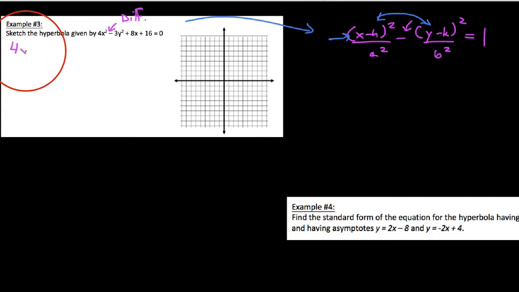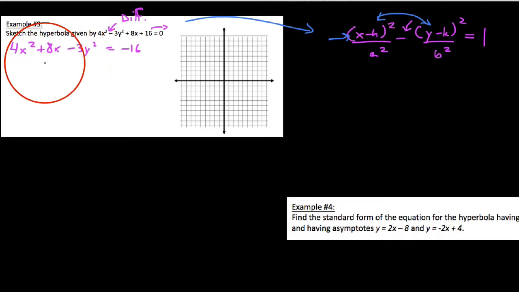So here's what I'm going to do. I'm going to group up my x squared terms here, my x terms. We say 4x squared plus 8x, and then minus 3y squared. We have no other y term here. That's okay. And then we'll go ahead and toss this constant on the other side. So we get a negative 16.